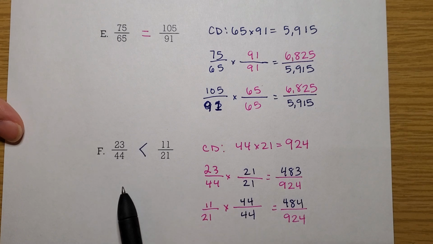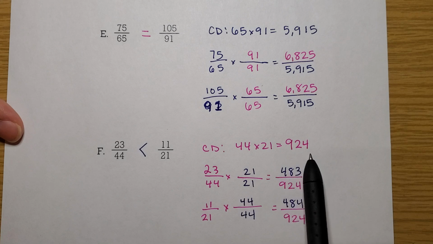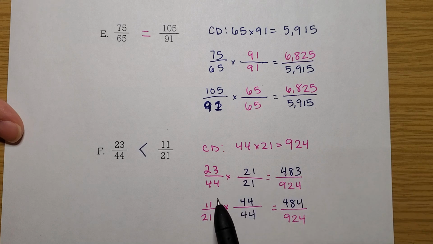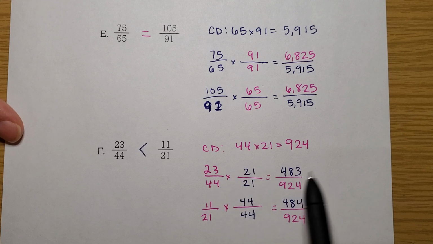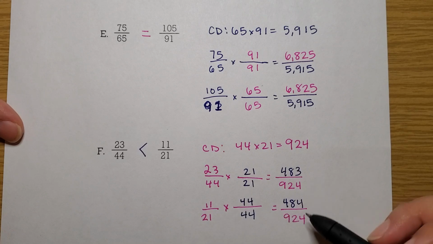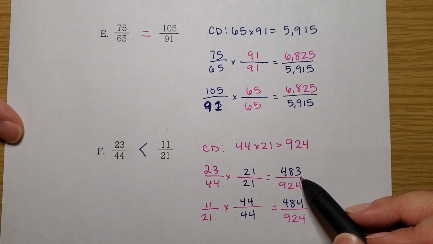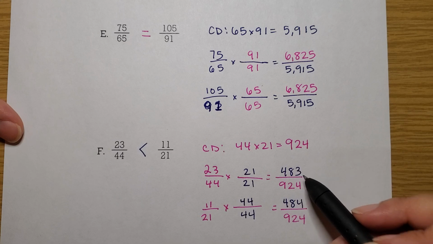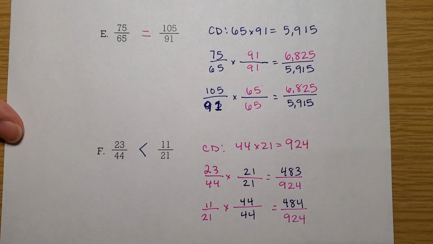For the last one, I did 44 times 21. That gave me 924. And then, I did 924 divided by 44 to get 21. 21 times 23 gave me 483. And then 924 divided by 21 gave me 44. And 44 times 11 gave me 484. So 484 is just a little bit bigger than 483. So that first fraction is just a little bit smaller than the second one.